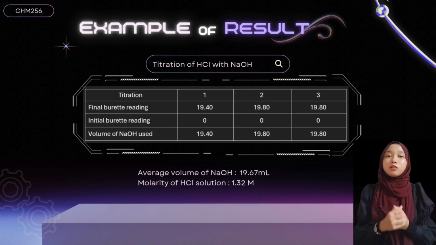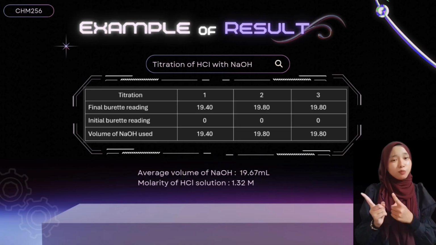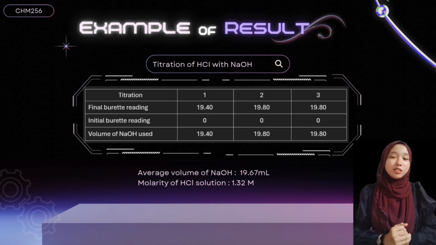From these values, we calculated the average volume of NaOH used to be 19.67 ml. Using this volume, the molarity of the HCl solution was determined to be 1.